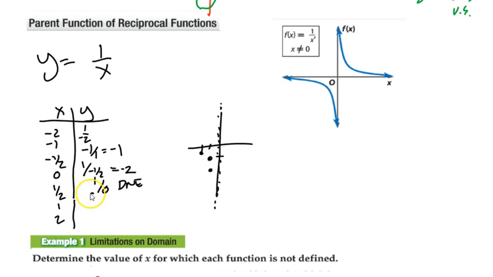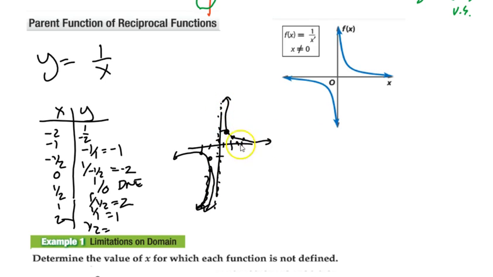Now, plug in 1/2, so 1 over 1/2, I just get 2. Plug in 1, I get 1 over 1, or just 1. Plug in 2, I get 1/2. So as I get bigger, it's going to get smaller. If you look at my graph here, it's kind of like this. You want to kind of hug the edges here.